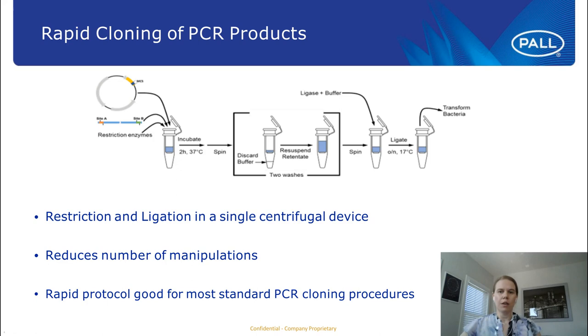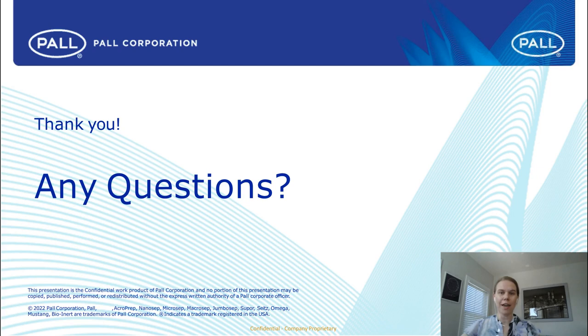Using spin devices, you are able to reduce the number of manipulations and plastic, so you need to use less plastic to obtain the same results. And this particular protocol is suitable for most standard PCR cloning procedures, as the quality of the transformed product is good. And with that, I would like to thank you for your attention and for joining us today.